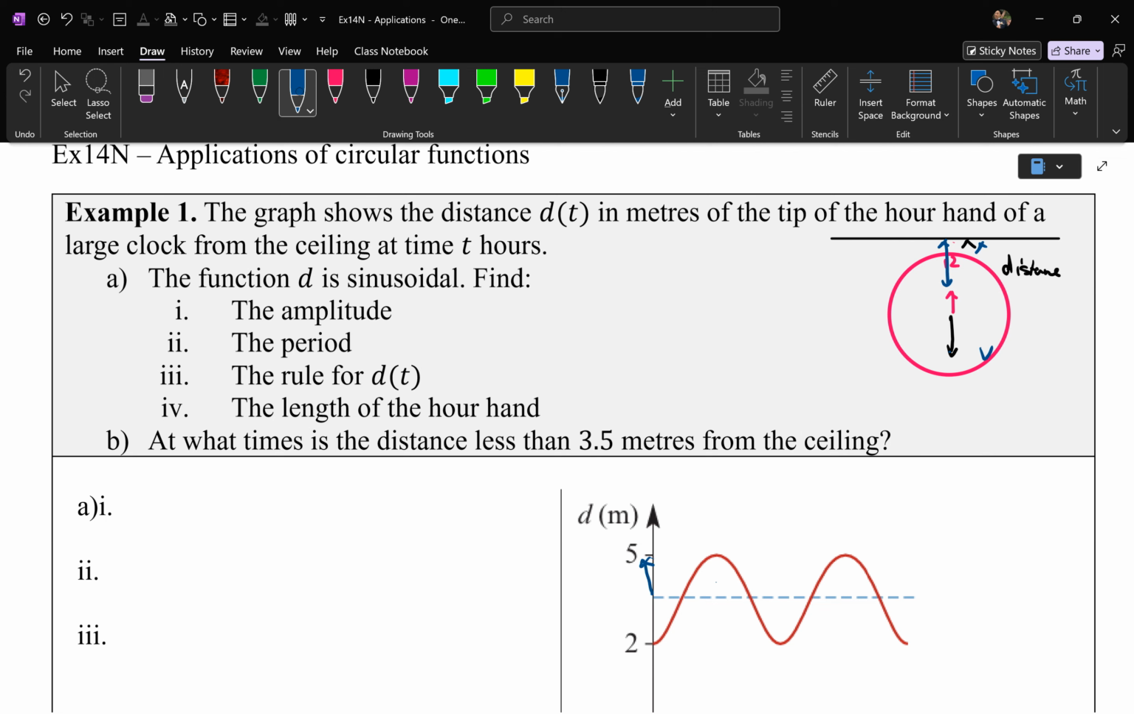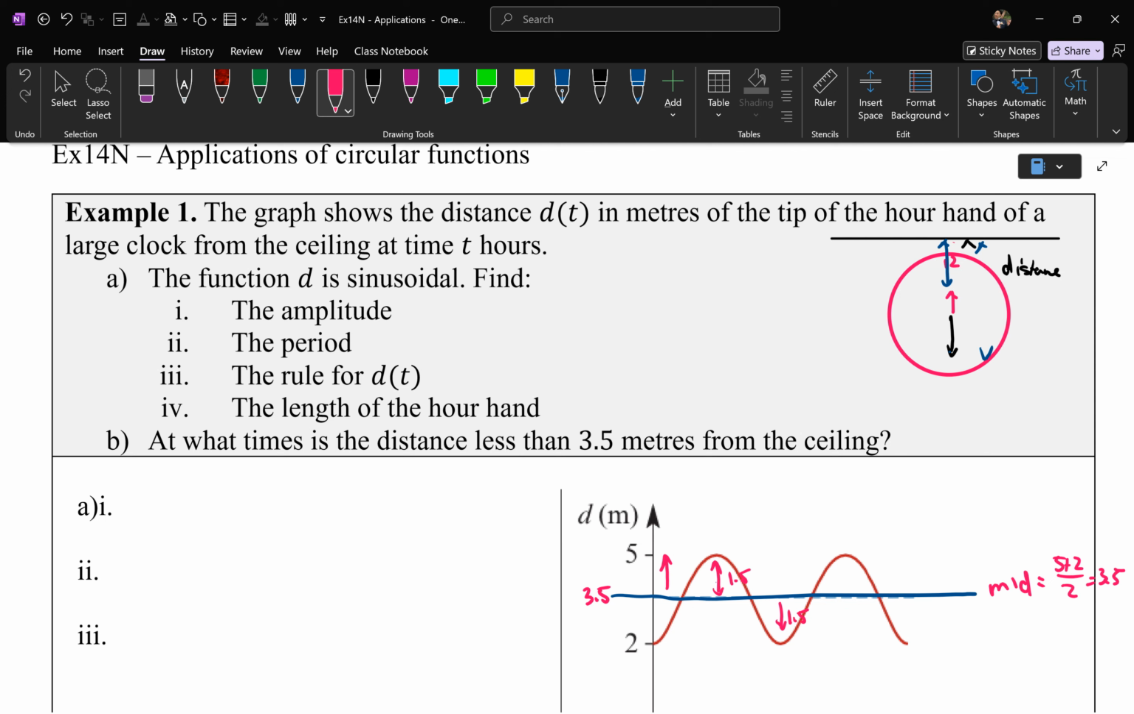Amplitude is the height between the middle line to the max or min. How do you find the middle line again? What do you do? Yeah. Middle is found by the average of the max and min. So 5 plus 2 divided by 2. That gives you 7 over 2, which is 3.5. So that tells me the middle line is 3.5. But if that's 3.5, how far is it to get to the maximum or minimum? What's the distance? Yeah, 1.5. So that means the amplitude has to be 1.5 because it's 1.5 either direction.